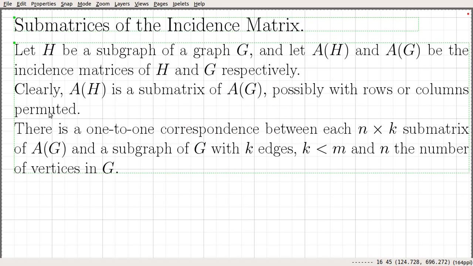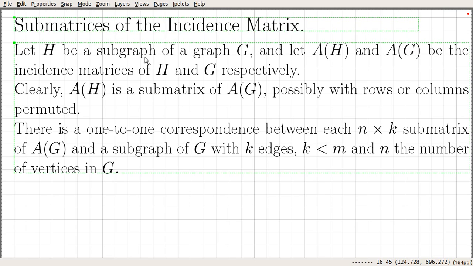Okay, in this video we are going to look at sub-matrices of the incident graph, and we will prove a property of the sub-matrices of the incident graph. So let's start by looking at the sub-matrices of the incident matrix.